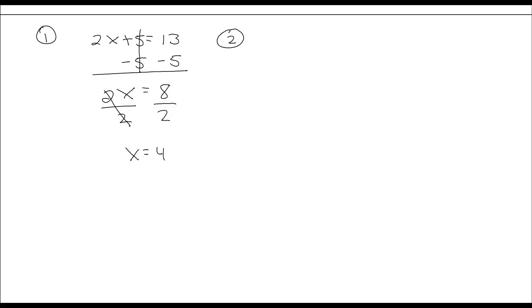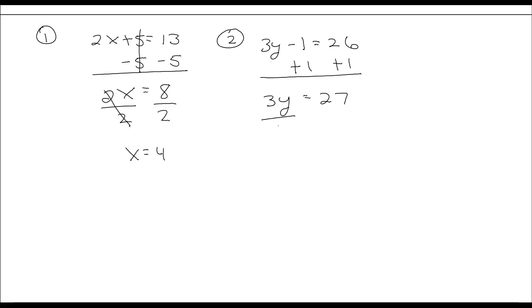Alright, now I'll do the first few. I'll do through 4. So number 2, 3y minus 1 equals 26. Since it's a negative 1, I'm going to add 1. 3y equals 27. Divide both sides by 3 to get the y by itself. So y equals 9. Okay, and when you do these, no calculator.